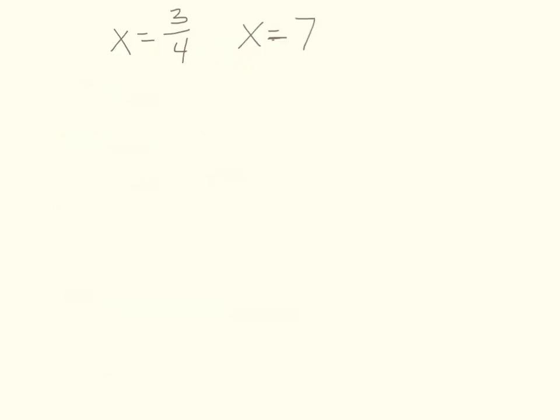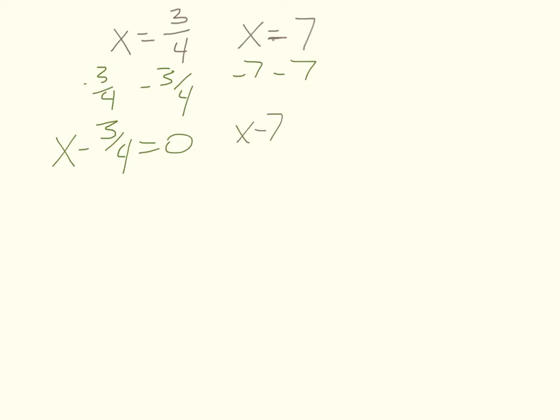Okay, so one more time through the steps, here are the solutions. Let's create a quadratic equation that would produce these two answers. So again, we're going to work backwards. We need these two equations set equal to 0. So I'm going to subtract 3/4 from both sides and have x minus 3/4 equals 0. Subtract 7 from both sides and have x minus 7 equals 0.